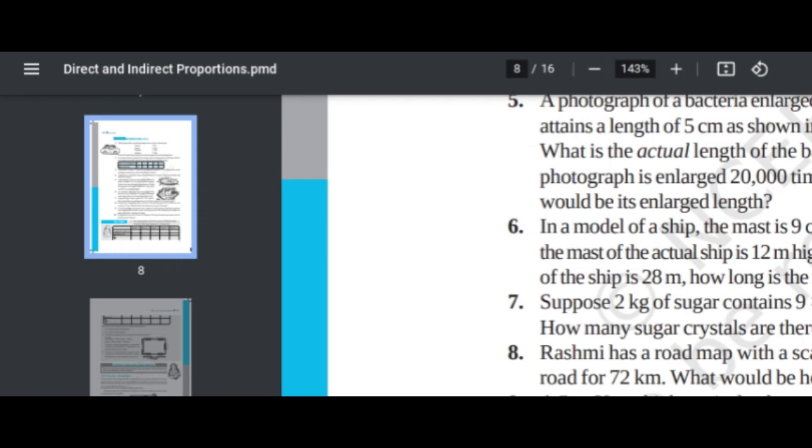If I have to mention the 5 hours, it means I have to get the answer in minutes, because this is the answer for 25 minutes. It means I have to convert that 5 hours into minutes. So how many minutes in 1 hour?